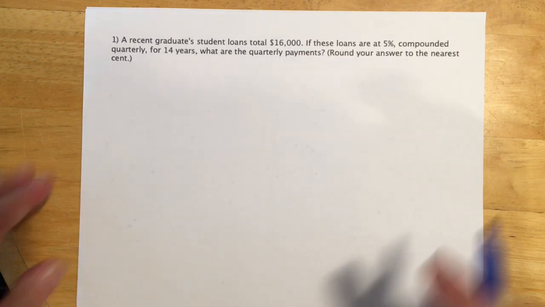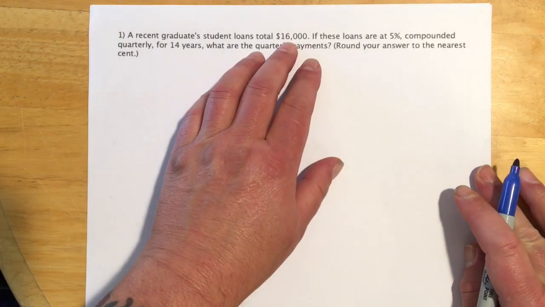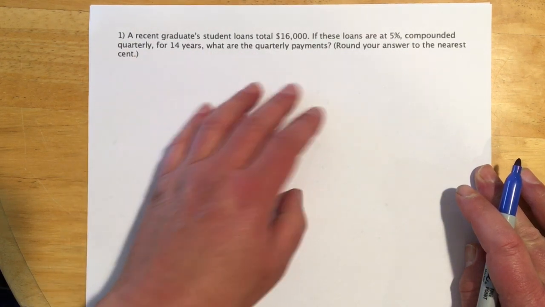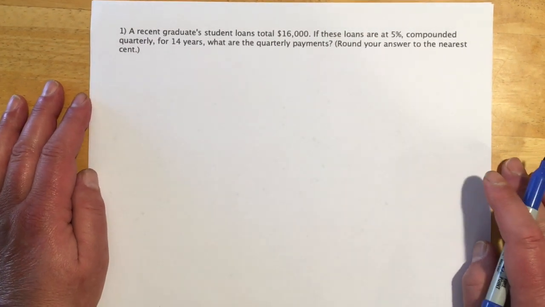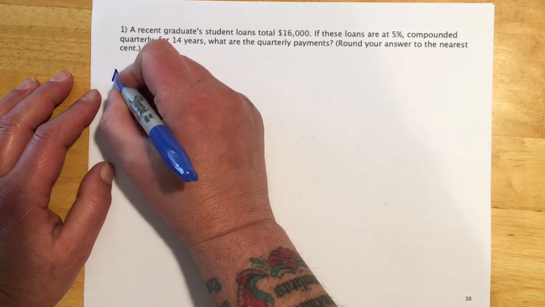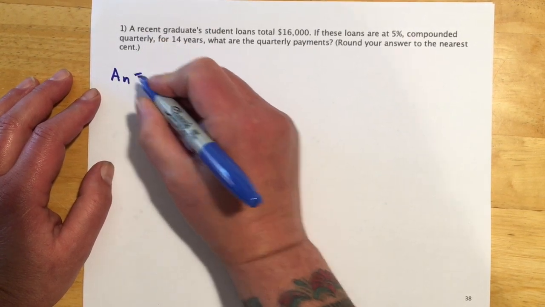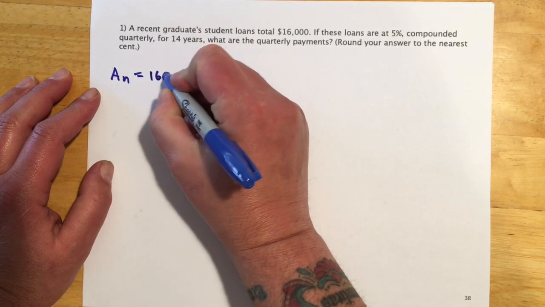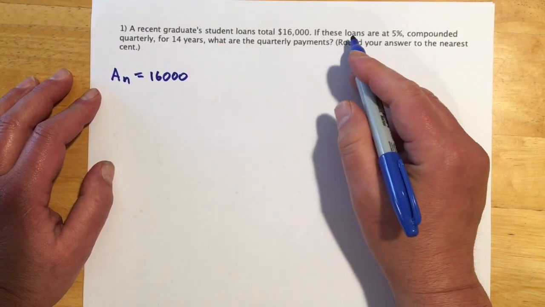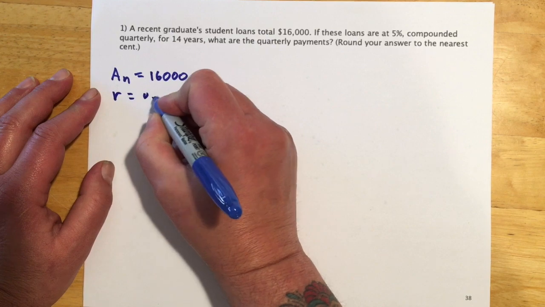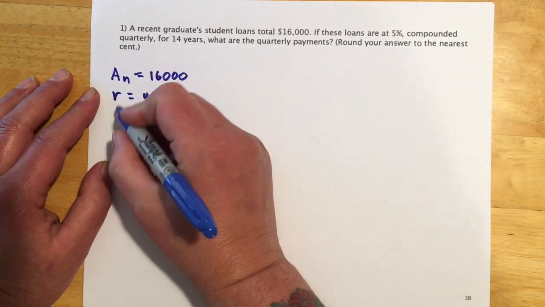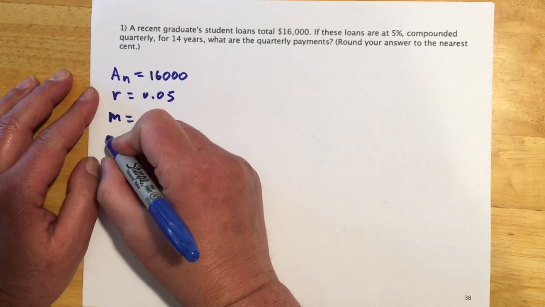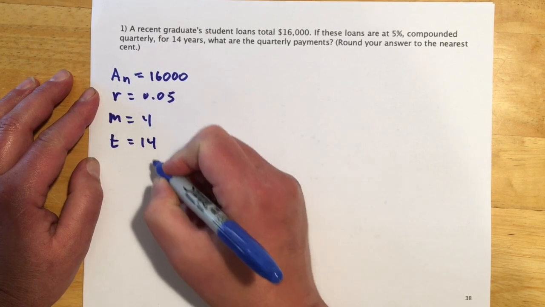Okay, number one goes, a recent graduate's student loans total $16,000. If these loans are at 5% compounded quarterly for 14 years, what are the quarterly payments? So let's start our list. So A sub n, this is going to be the amount that's being financed over the n periods. So that's 16,000. Rate is 5%. Compounded quarterly, so M is 4. 14 years, T is 14.